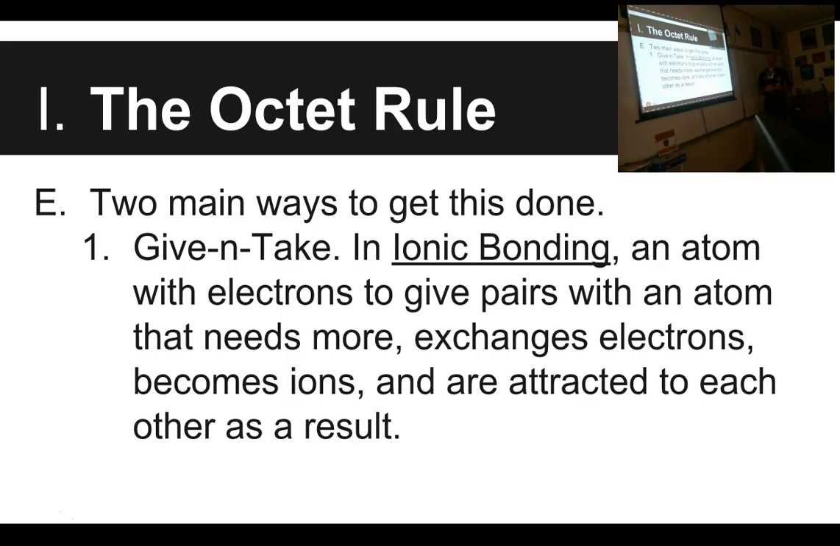The first one is give and take. It's the ionic bond. An atom with electrons to give pairs with an atom that needs more, exchanges electrons, they become ions, and are attracted to each other as a result.